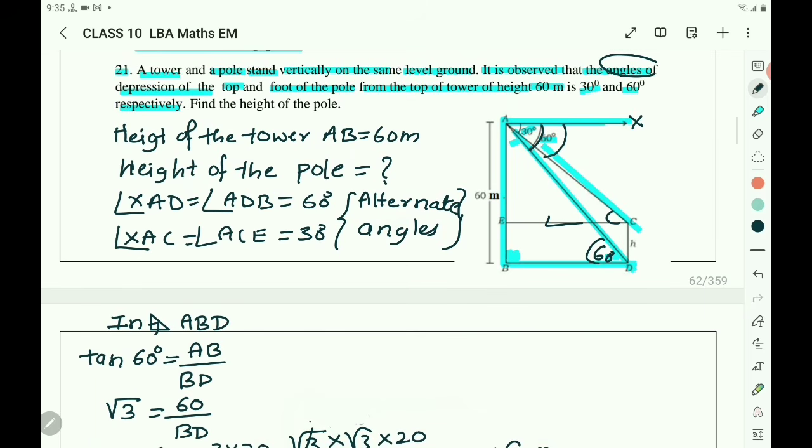Then to find CD, here you got AB, we have to find out AE by using the triangle AEC. By using the right angle triangle AEC, if you get AE, then ED equals CD, that you know, that is equal to AD minus AE. So you need AE.